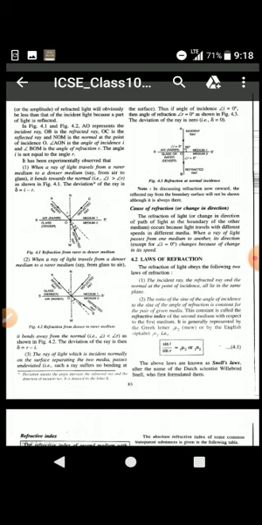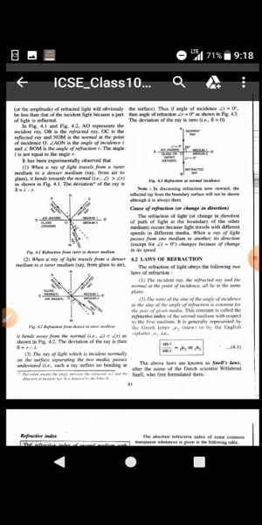Before going into it, we need to have a clear idea about a rarer medium and a denser medium. A rarer medium is one in which the speed of light is maximum, and a denser medium is one in which the speed of light is minimum. According to these definitions, in air the speed of light is maximum, therefore it is a rarer medium.